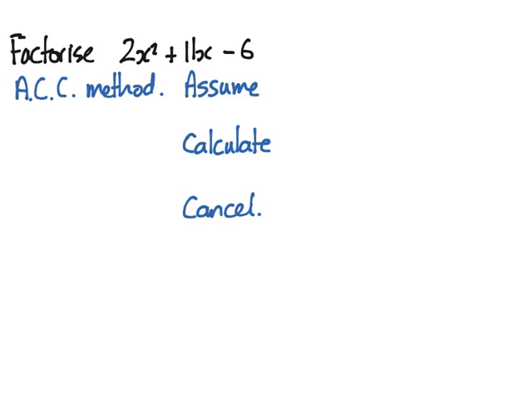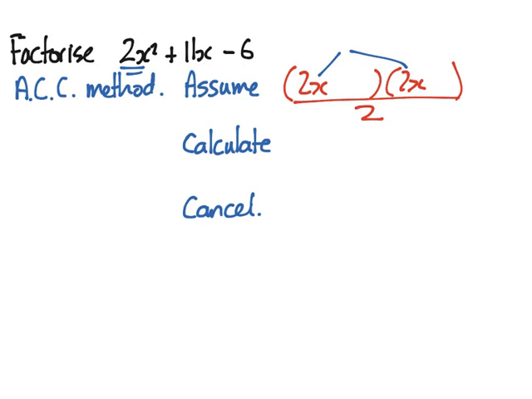So I'm going to assume that the factors are 2x, 2x in brackets, and divide by 2. Because 2x times 2x actually makes 4x squared, but we've only got 2x squared there. So we go 2x, 2x, divide by 2, do your signs, which in this case are plus and minus, because the last sign is negative there.